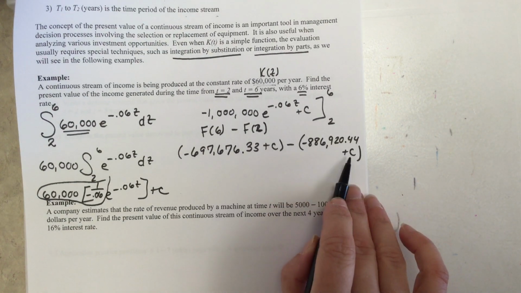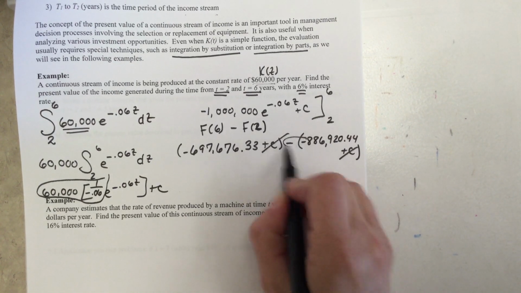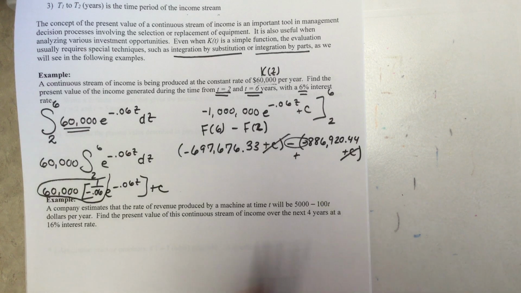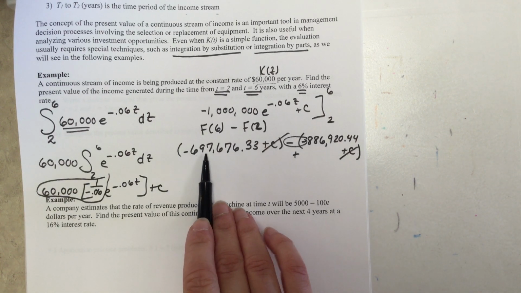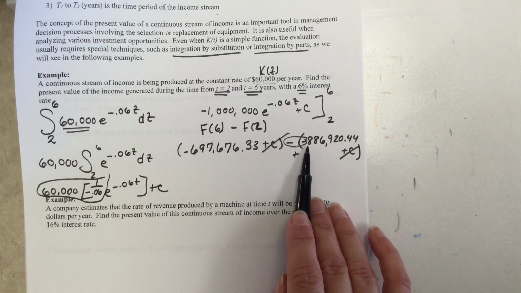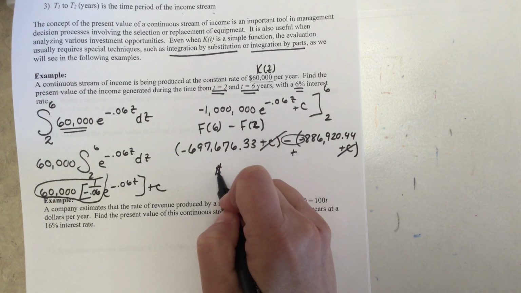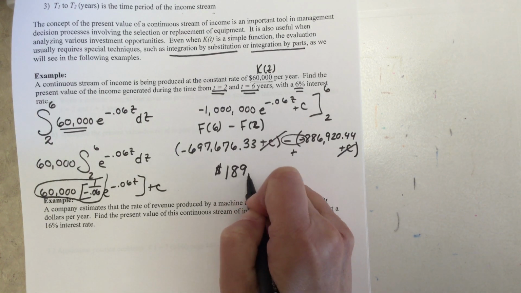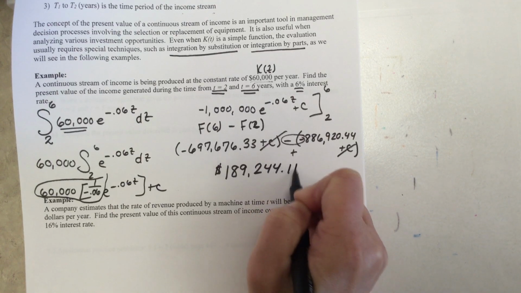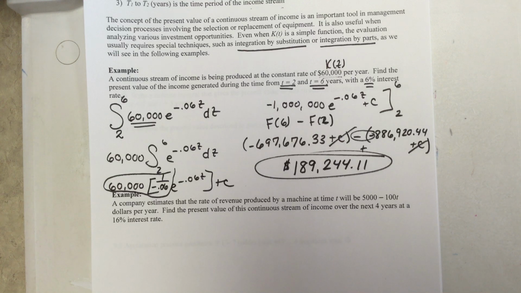Fundamental theorem of calculus, last step, I just have to go ahead and minus. The c's, remember, will always cancel because this is a positive c minus a c. This cancels this. Minus and negative becomes a plus. So if I take negative 697,676.33 and I add it to 886,920.44, I end up with 189,244.11. That is your present value and you are done. So again, it is just a formula that you have to fill in reading a real life scenario.